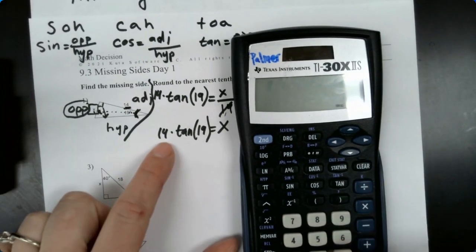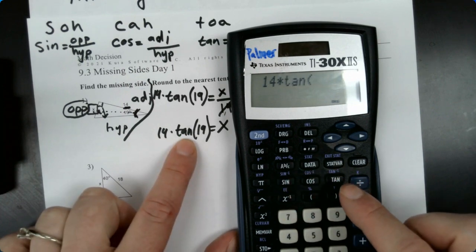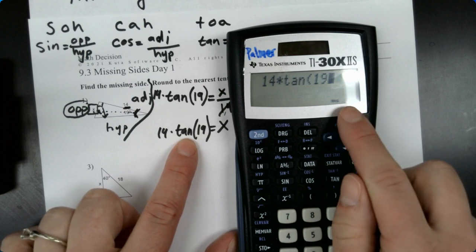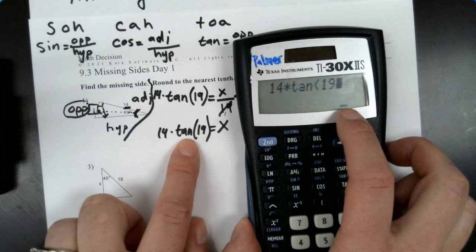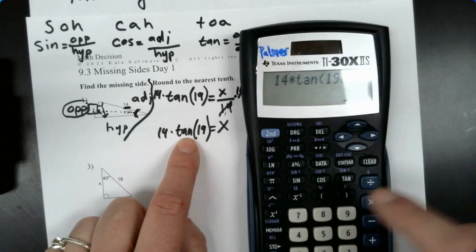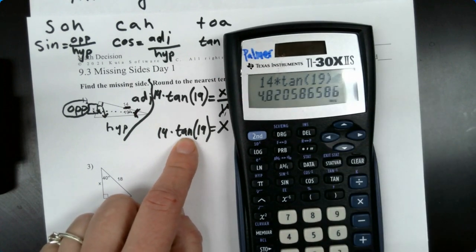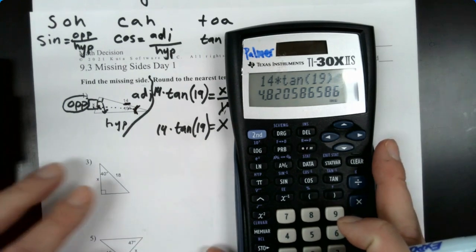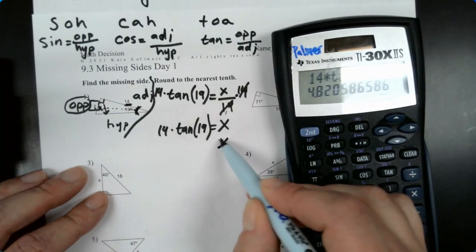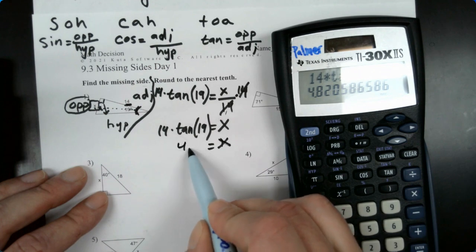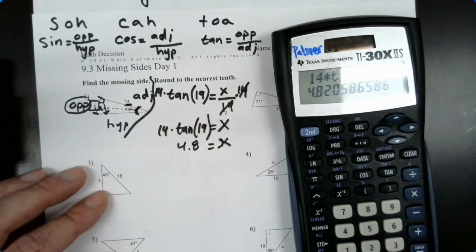Okay, and then I just have to type that in. I'm going to do 14 times the tangent of 19. And then this calculator is telling me right now it's in degrees. I don't know if you can see, but we want our calculators to be in degrees for our class. So I'm going to put a parenthesis. I push enter. Okay, and then let's round to 1 decimal place. I think that's good enough. So that tells me x is 4.8. So we just found the length of this side. So we found that x is 4.8.